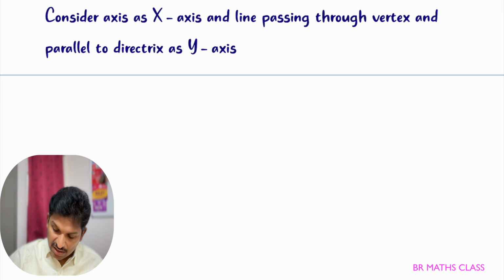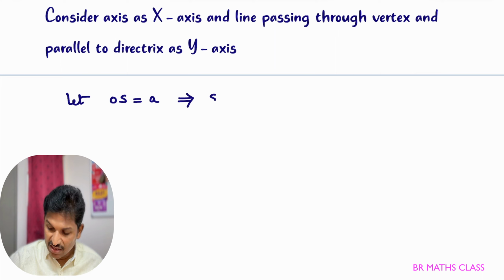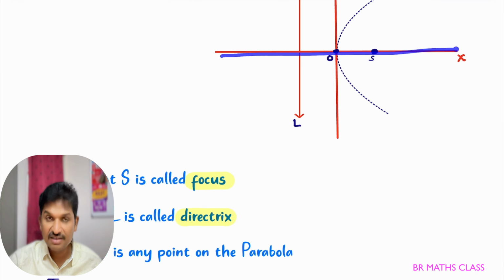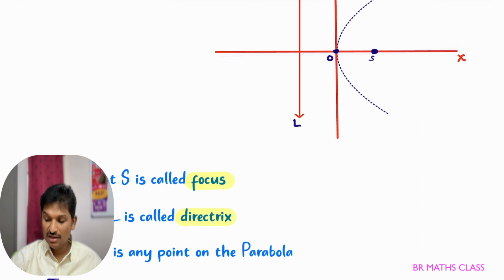I'll write the same thing. Let OS equal a. If OS equals a, then what is S? Look here, as this is x-axis, and this length we have taken as a. S is a point on the x-axis, and as OS is a, this S will become (a, 0). So from now onwards, we use this as a formula also: focus as (a, 0). What is a? The distance from this origin to this fixed point.